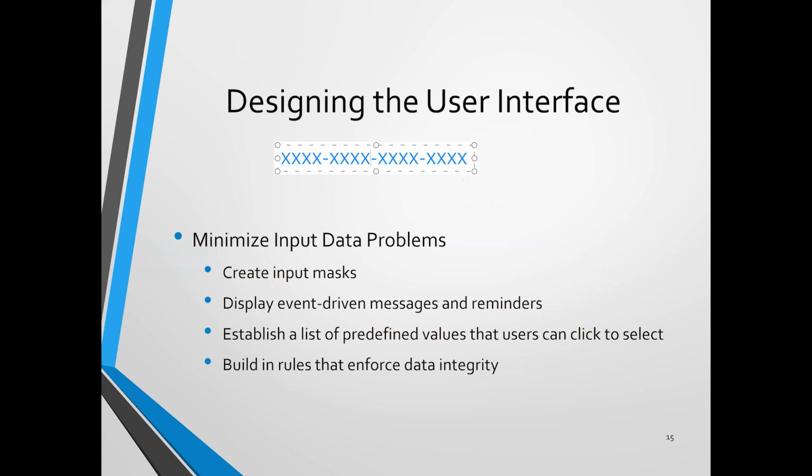But the problems or the errors that happen, once you show the error message, it should be the error message on that screen only. Don't let users go to the next screen and then go back to the previous screen just to show the problem. No, you should let them finish and fix the problem before you allow them to move on to the next page. The next one, establish a list of predefined values that users can click to select.